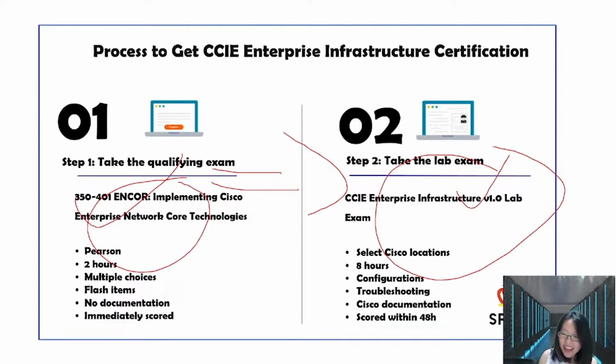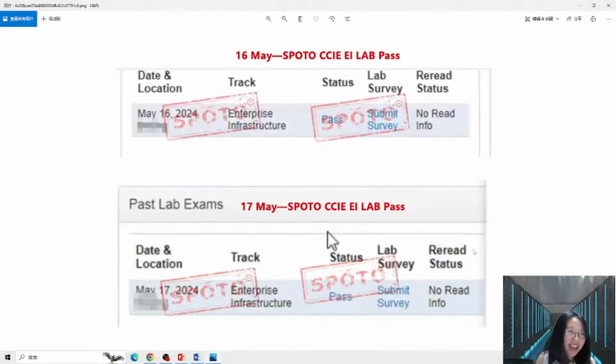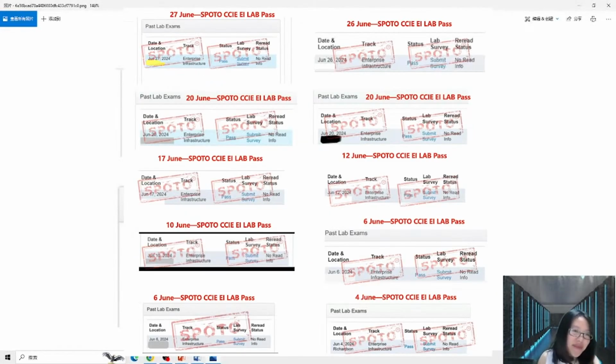So let's see the passing report. We just heard that May 17th students from Spoto passed. If you want to achieve CCIE EI certification, now is the best time to prepare, as soon as possible, because EI will change the questions again. Now our solution is stable for you to achieve CCIE EI.